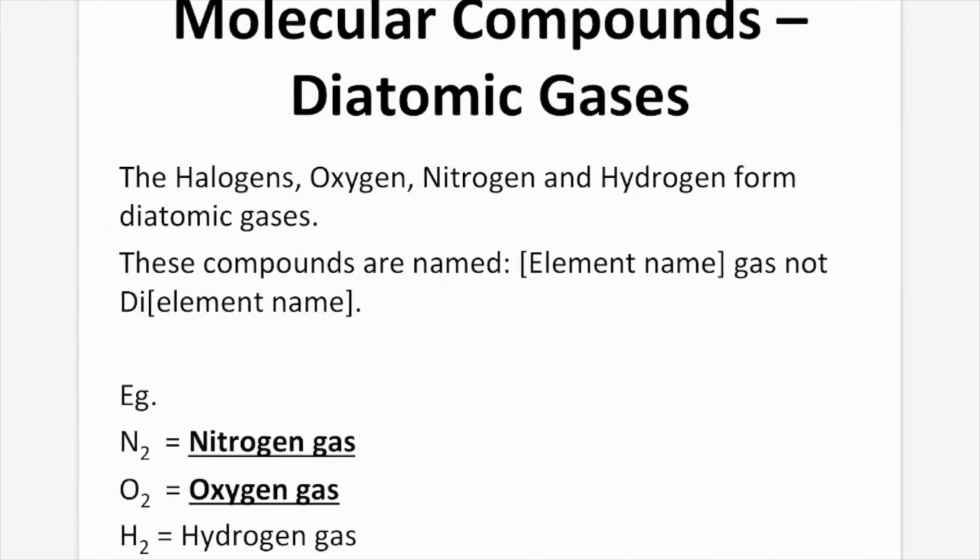Molecular compounds, diatomic gases. The halogens, oxygen, nitrogen, and hydrogen form diatomic gases. These compounds are named element name, gas, not di-element name. So for example, N2 is not dinitrogen, it's nitrogen gas. O2 is not dioxygen, it's oxygen gas. And H2 is hydrogen gas. So we've got to remember what these are. It's the halogens, so that's going to be our group 7. Oxygen, nitrogen, and hydrogen. These are all going to form our diatomic gases and are going to be named like this.